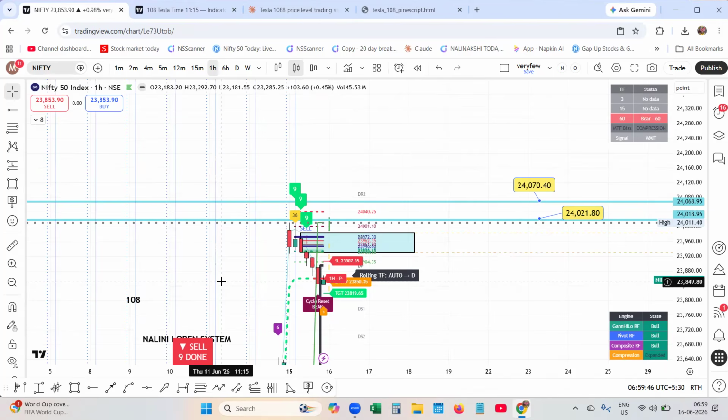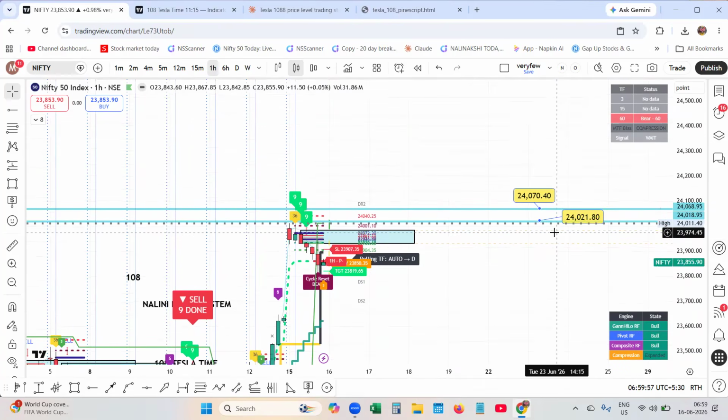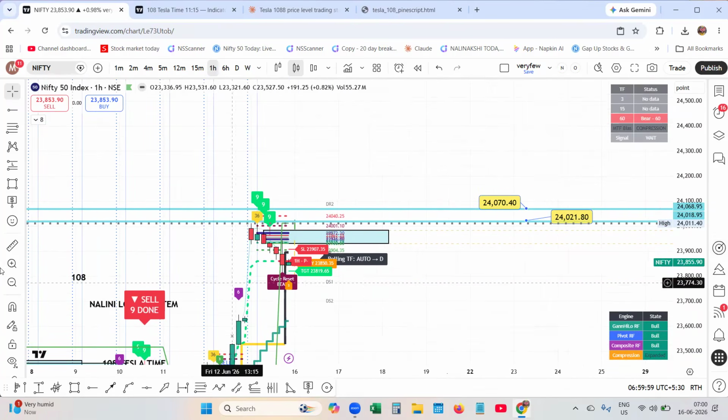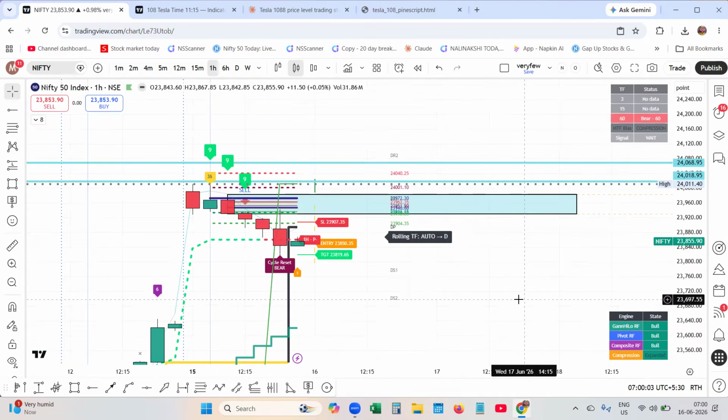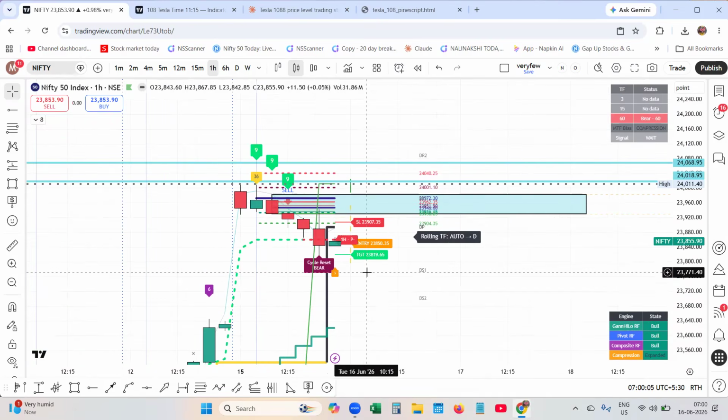That's what I have observed. So at 9:15 to a Tesla time, you need to watch. It becomes actually a zone. You need to watch how the price action is, combined with Nalini Lorentz system or Nalini precision indicator. You can trade better. That is my observation.